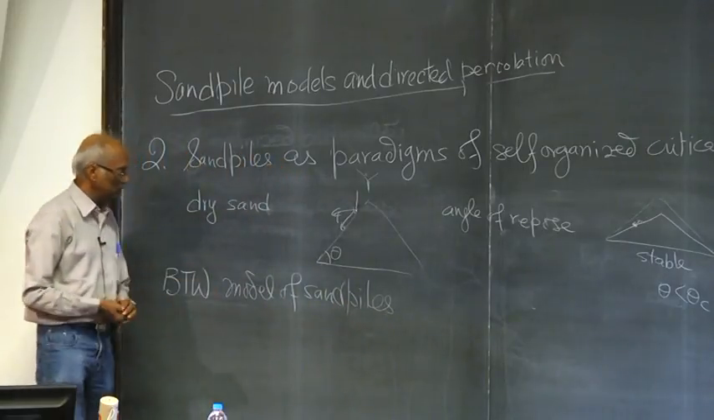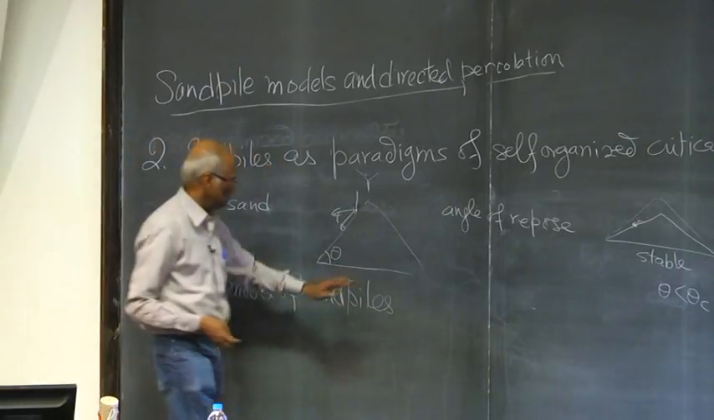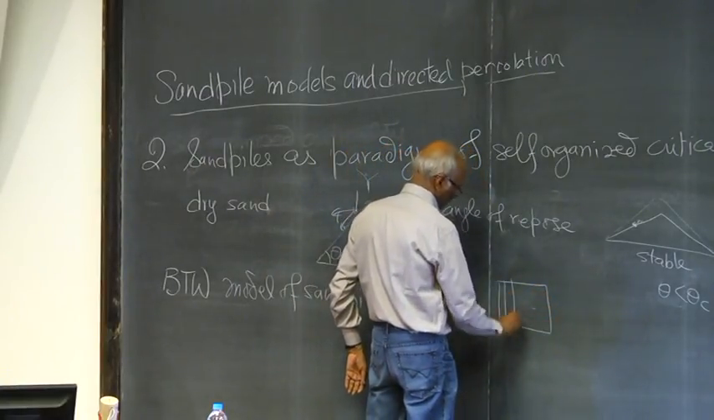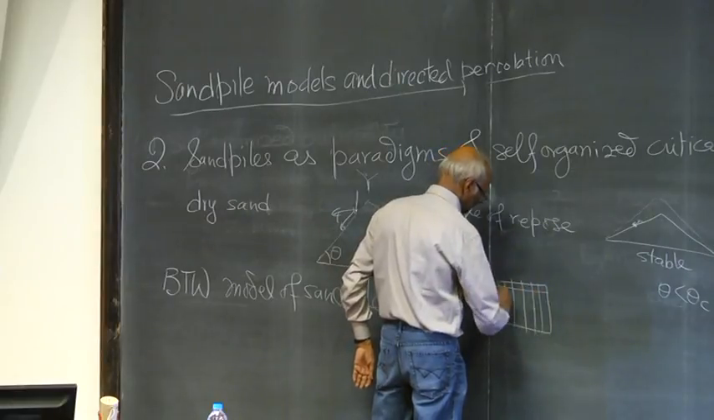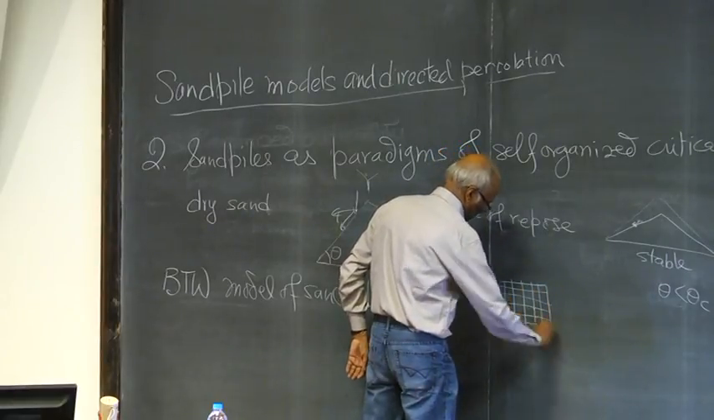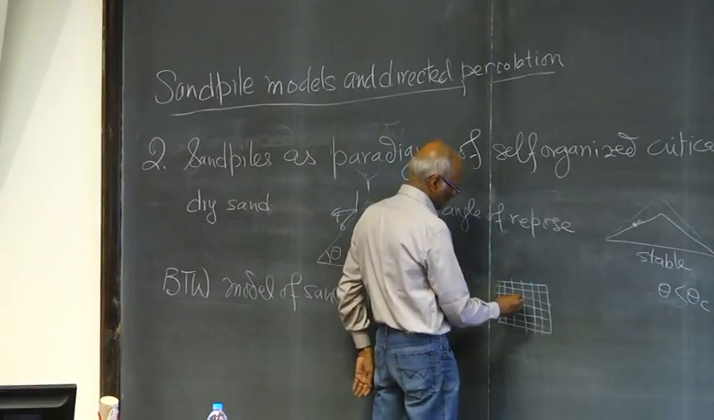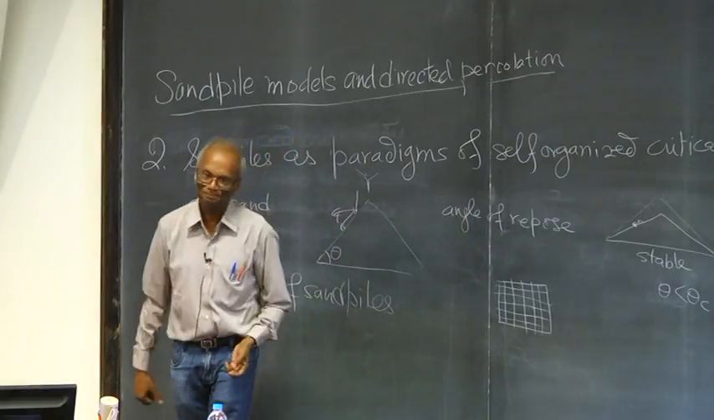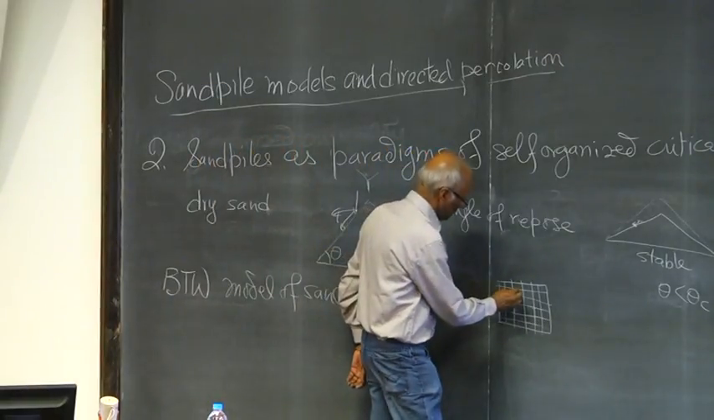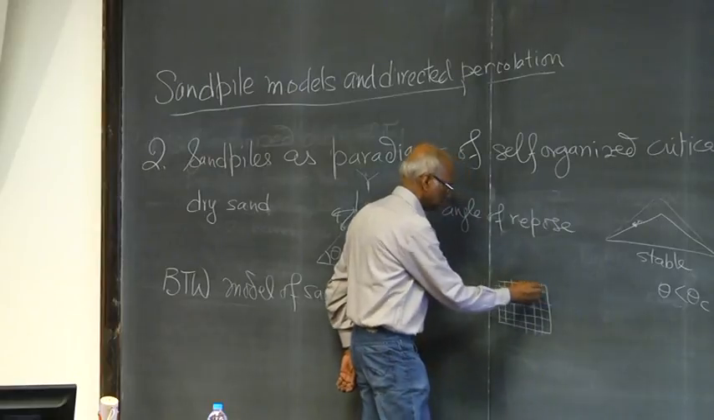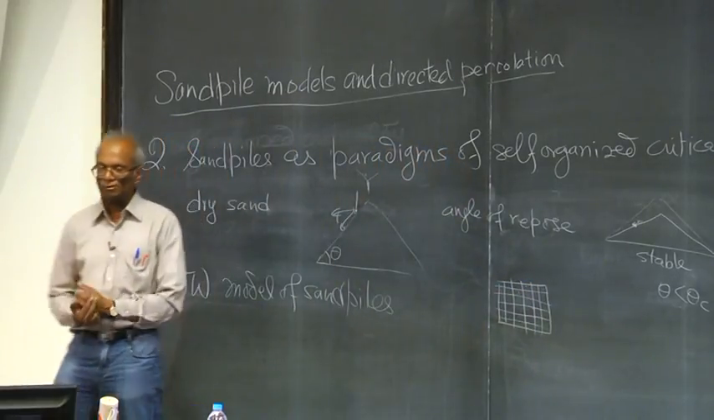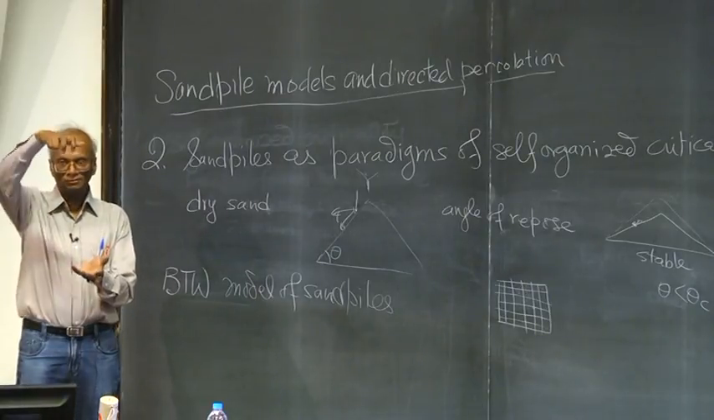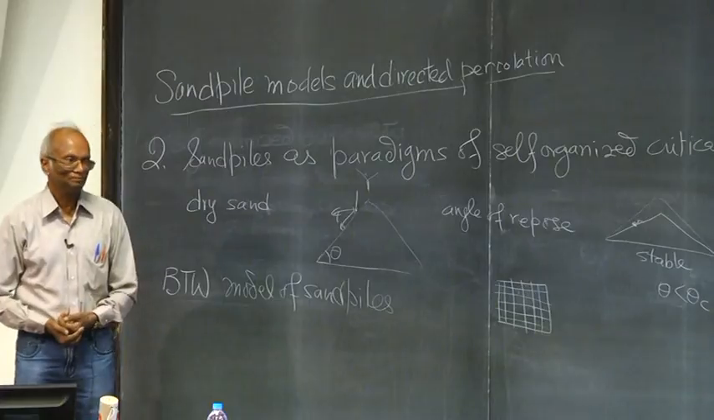I will describe it only sketchily because I am not going to deal with it in great detail. He said, let us take a square lattice. Let us define some integers at each site, which is the number of grains at that site. So at each square there is some number of grains, and there is a maximum number of grains which can stay at one site. So if there are more than 4 grains, then the site becomes unstable.